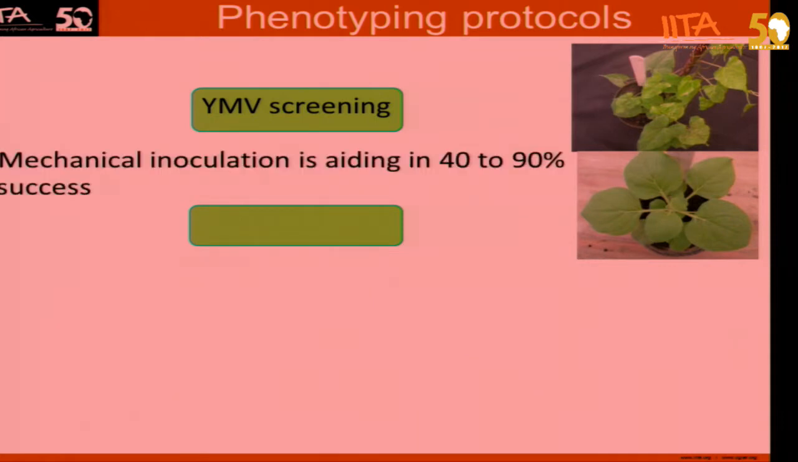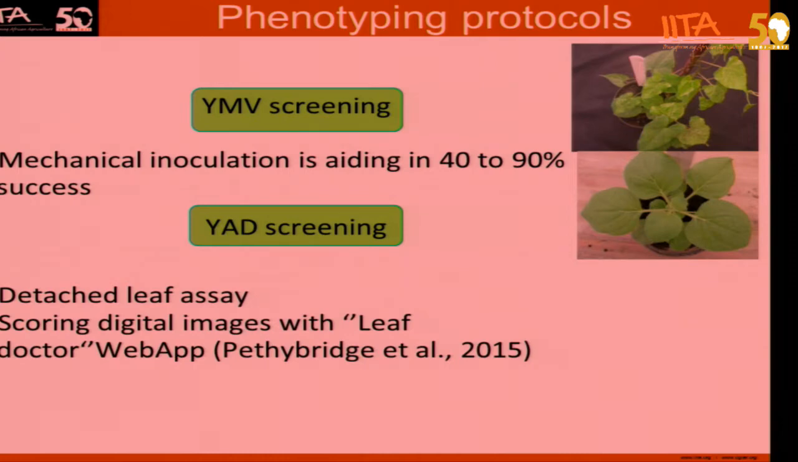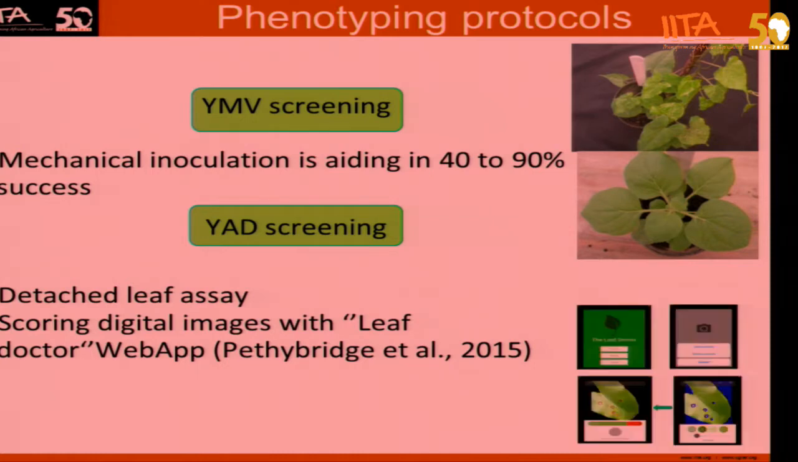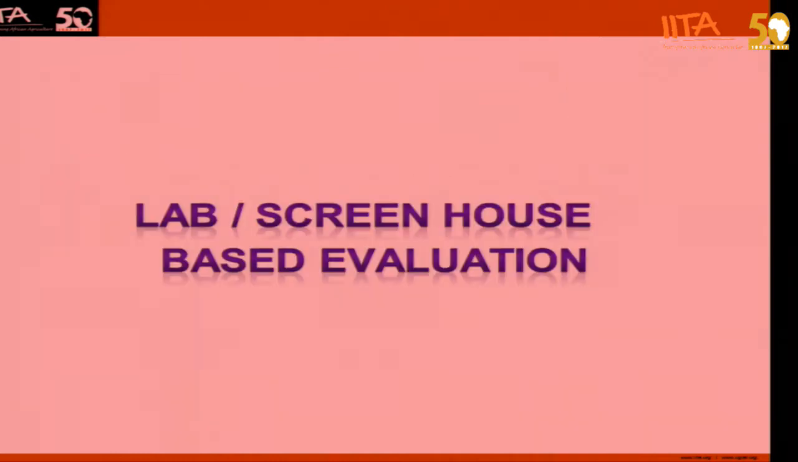So, talking about the protocols that we use now. For YMV screening, we have been using mechanical inoculation, and we found that it is aiding us in having 40 to 90% success. And for yam anthracnose disease screening, we are making use of detached leaf assay. But the additional protocol we are using is scoring with digital images, making use of an app called Leaf Doctor. This app was developed by Pethybridge et al. in 2015, and this can help to accurately score the percentage leaf area damage of our leaf samples.